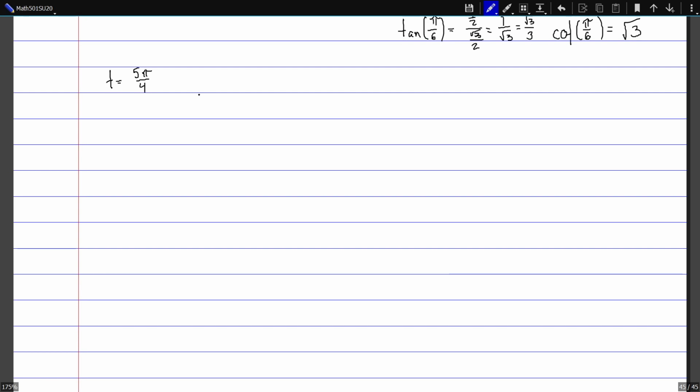Why do I care about that? Well, I know that in quadrant 3, both cosine and sine are going to be negative because both x and y are negative. So I'm going to go ahead and jot that down. X is negative, y is negative.